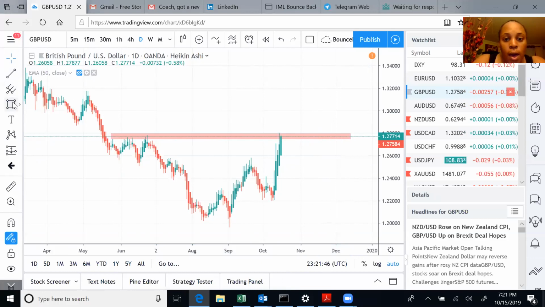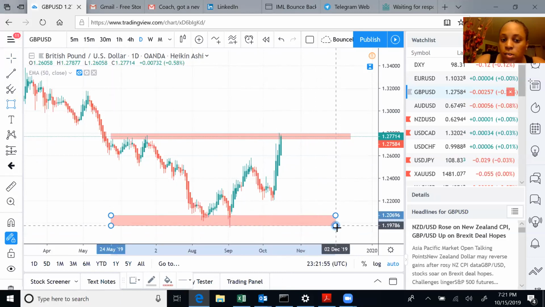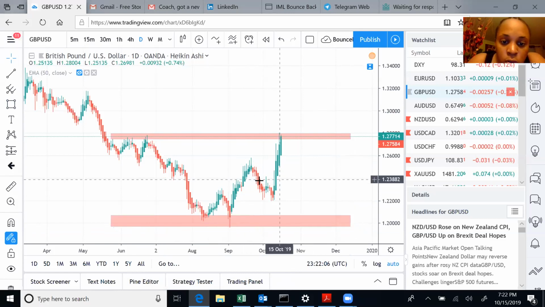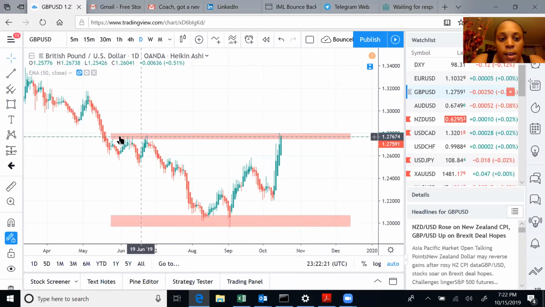right? Now I want you to go ahead as well and just identify your support. So don't draw resistance and leave it without a support. So still draw your daily support so you have an overall view of where the market is testing, right? So we can see how the market is basically testing in between these two zones, and we can currently see how we are at a resistance level, right?